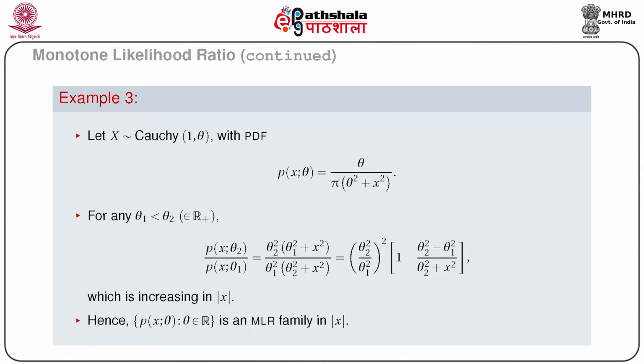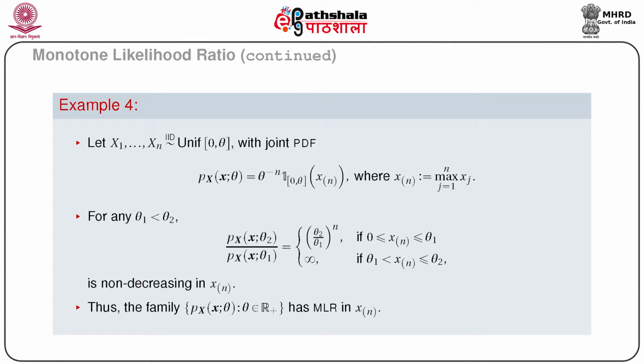Next we consider another example where x follows Cauchy with parameters 0, θ. Here P(x;θ) = θ/(π(θ²+x²)). For any θ1 < θ2, the ratio P(x;θ2)/P(x;θ1) equals θ2²(θ1²+x²) divided by θ1²(θ2²+x²), which can be written as (θ2²/θ1²)(1 - (θ2²-θ1²)/(θ2²+x²)), which is increasing in x² or in |x|. Thus, Cauchy(0,θ) is a member of the MLR family with MLR in |x|.